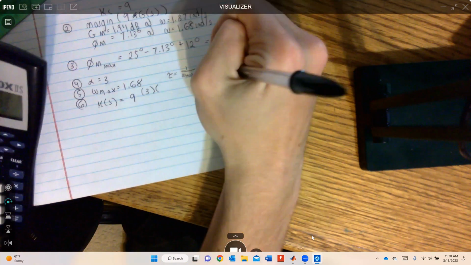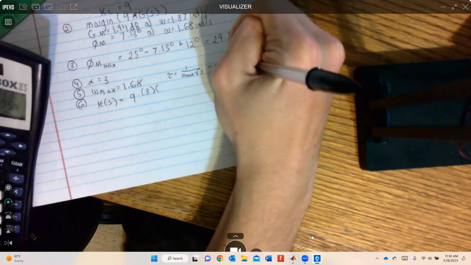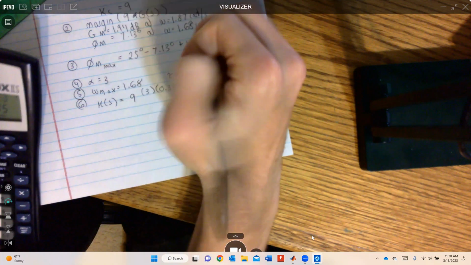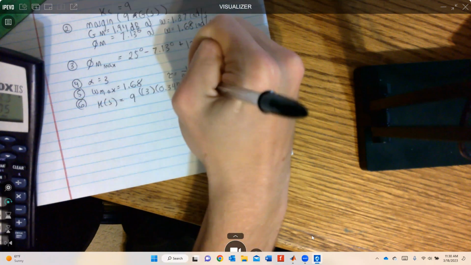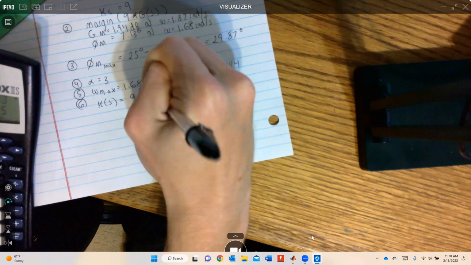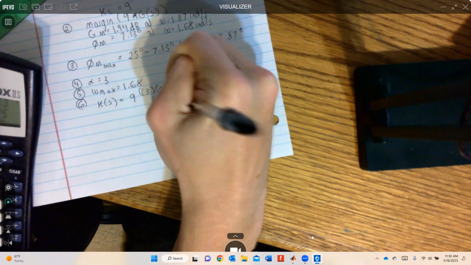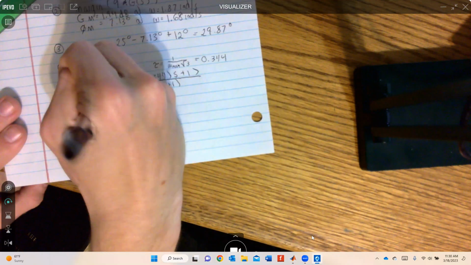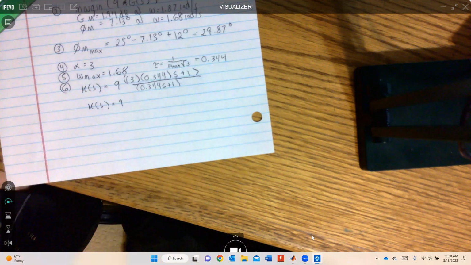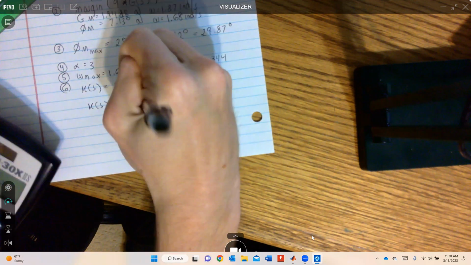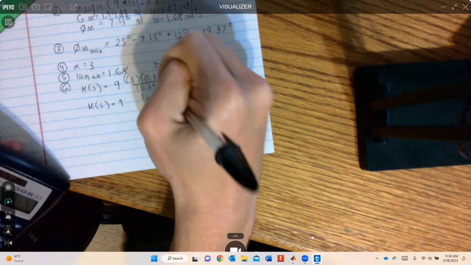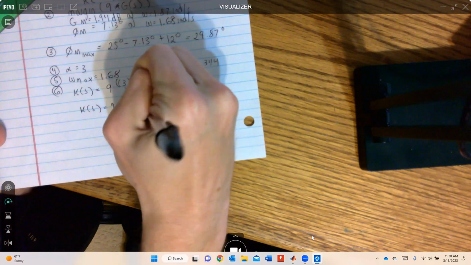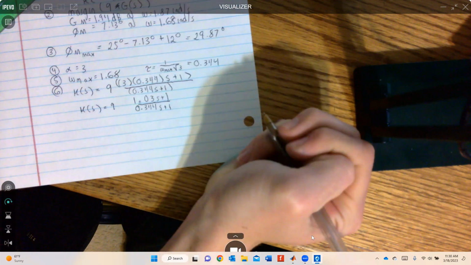That gives me 0.344. So alpha tau s plus 1, all over tau s plus 1. So our tau is 0.344. Okay, so there we go. Now our K of s, if we solve that, is going to equal 9 times what's in that numerator, which is 3 times that, so 1.03 s plus 1, and in my denominator it's just 0.344 s plus 1. Okay, so now we've got our K of s term.